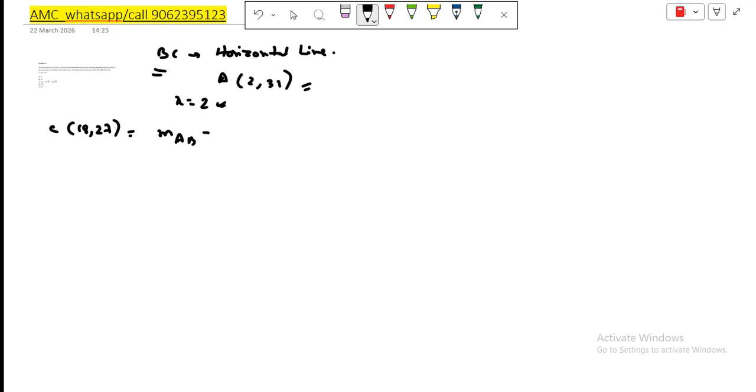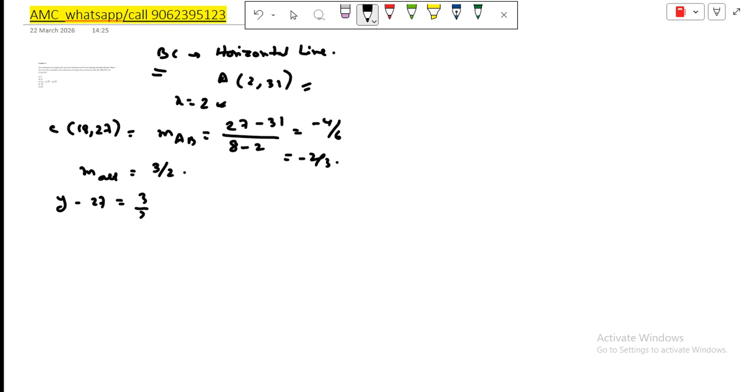m AB is (27 minus 31) by (8 minus 2), that is minus 4 by 6, that is minus 2 by 3. Now find the slope of the altitude. Since it's perpendicular, we flip it and change the sign, the negative reciprocal. So m alt is 3 by 2. Now write the equation for the altitude from C (18, 27). So y minus 27 is 3 by 2 into (x minus 18).